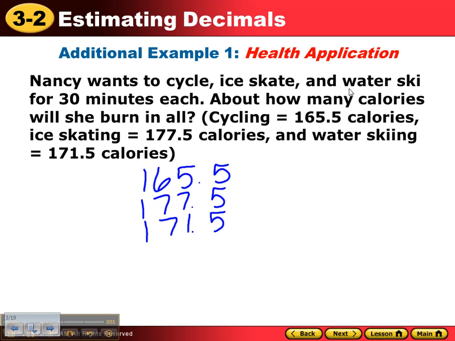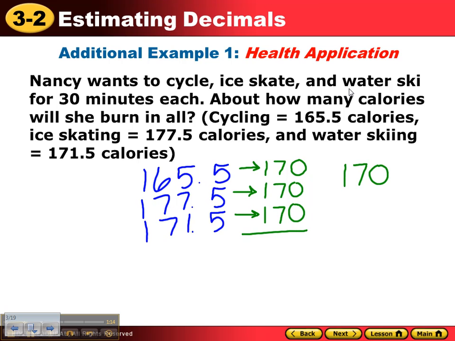Those are all really similar to one number. If I had to pick a number that's easy to work with that all of them are close to, they're all close to 170. So I'm going to round all three of them to the same value because that's clustering. So they're all going to be rounded to 170. So instead of adding those numbers up, I'm just going to add 170 up. Or remember, if I'm adding the same number 3 times, I can instead multiply it by 3. So I'm going to get 510 calories burned as my estimate. And I found that using clustering.